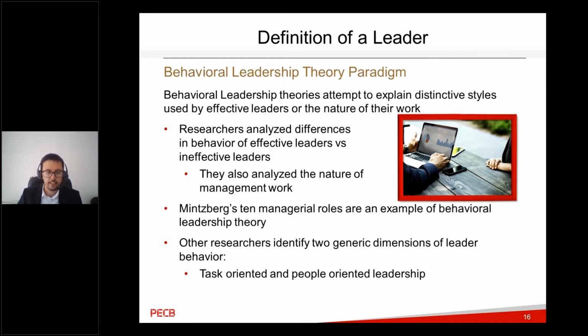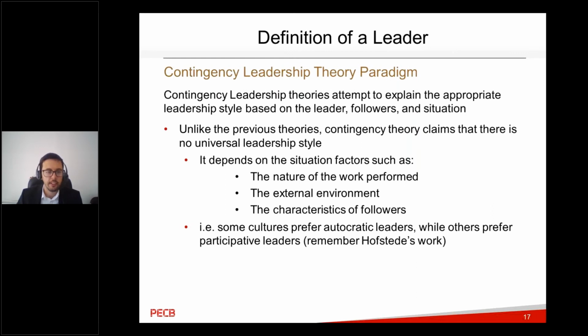Then we go on and discuss contingency leadership, and before going to our first break, we will finish the contingency and integrative leadership paradigms as well. So we will be covering the entire theoretical aspects of leadership before going on to the second part of the lecture that includes leadership traits and ethics.